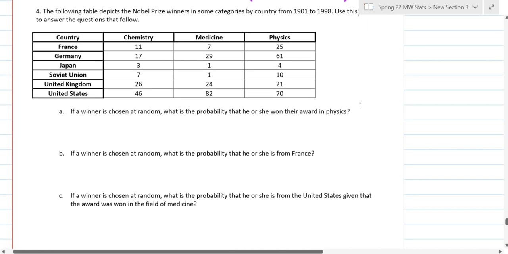So the following table depicts the Nobel Prize winners in some categories from 1901 to 1998. And we're going to answer questions. All right, so if we want to add all of these, this is going to be 43, 107, 8, 18, 71, 198. So this is going to add to a total of 445.